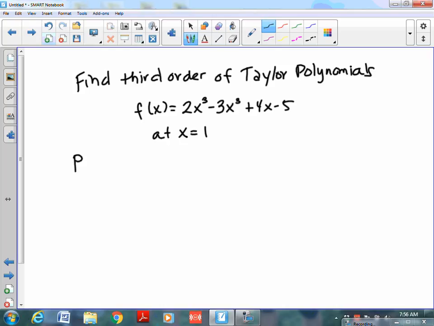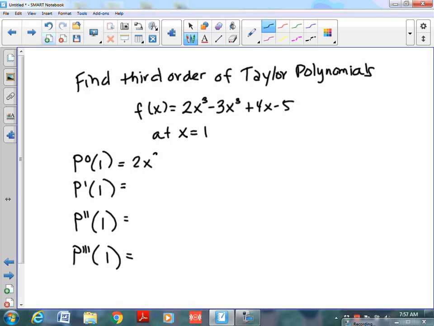So p sub 0 of 1, p sub 1 at 1, p double prime at 1, and p third order is third degree, which is 1. Okay, this shouldn't take long because the beginning one is just 2x to the third minus 3x to the second plus 4x minus 5. Yes, I made a mistake. This should be to the second power.